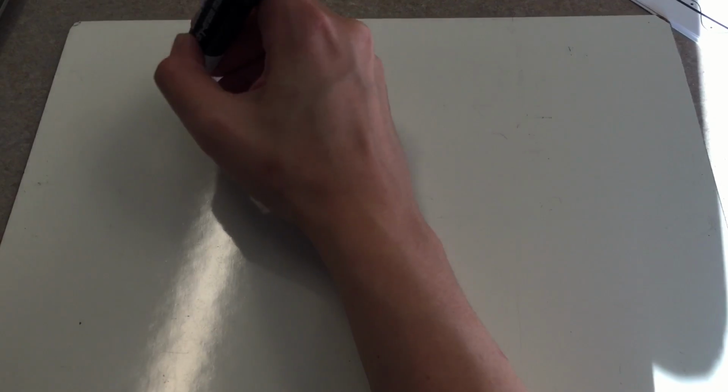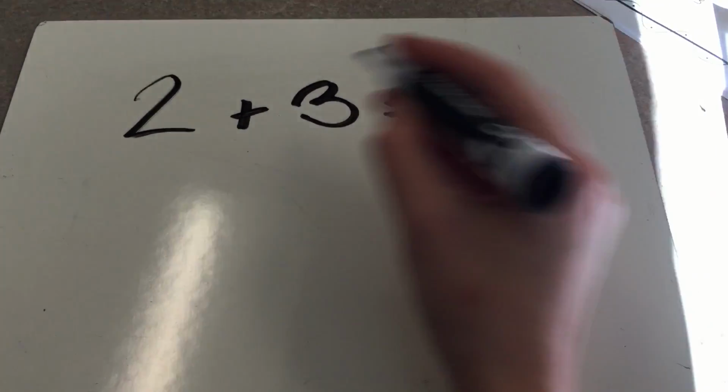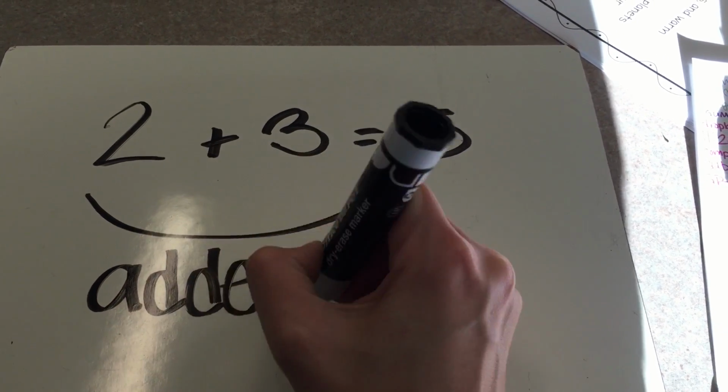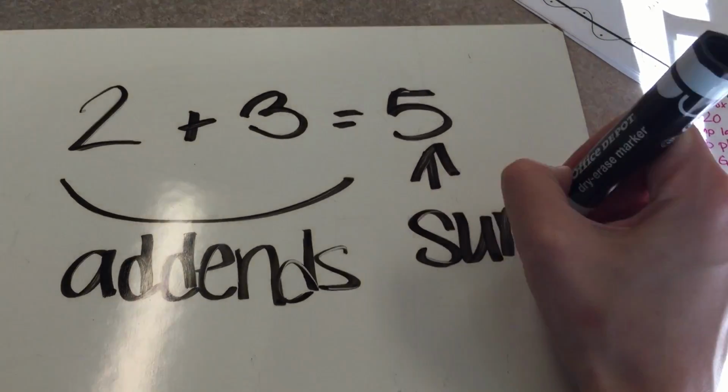This video is going to be all about tape diagrams. So first I want to go over some vocabulary words with you. Let's start with this problem. These two numbers right here are called add-ins, and they're the numbers that you add. And this number right here, your answer, is called your sum.